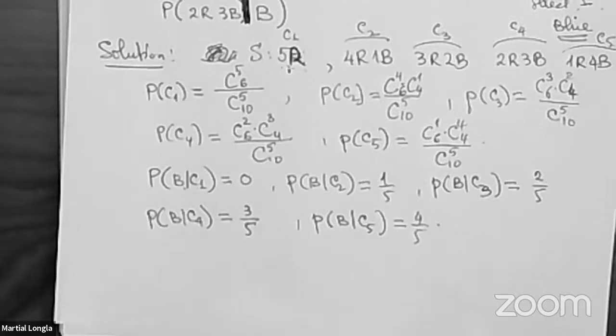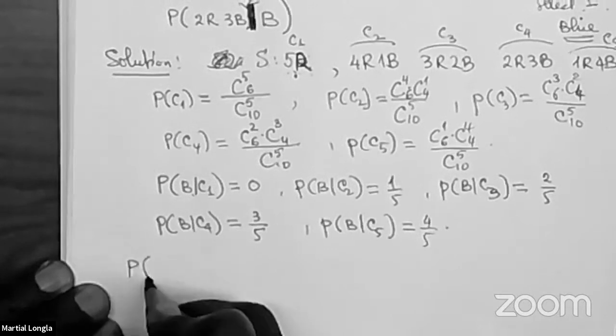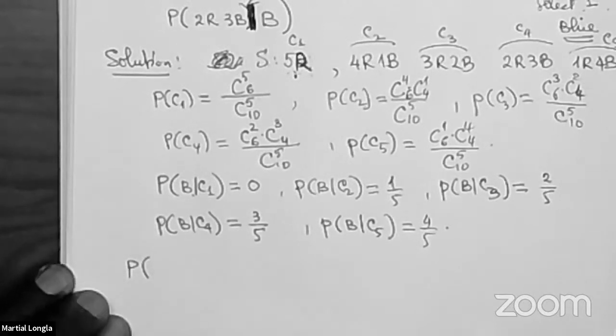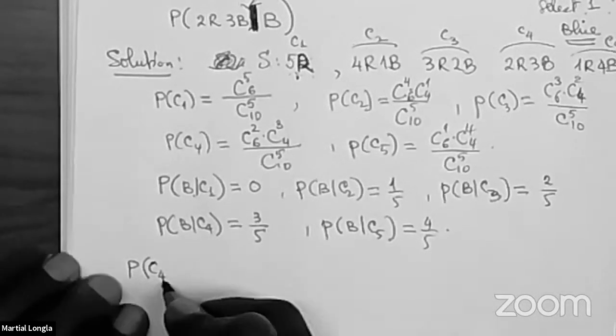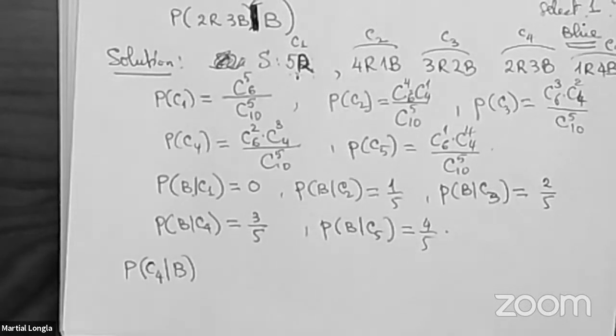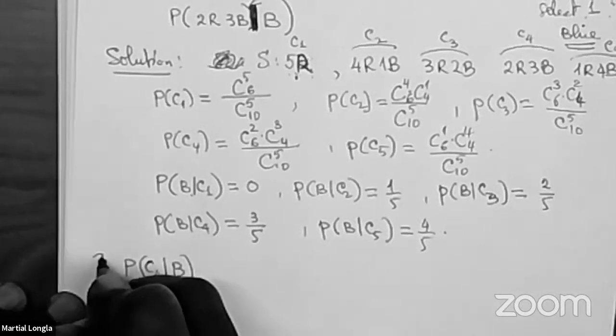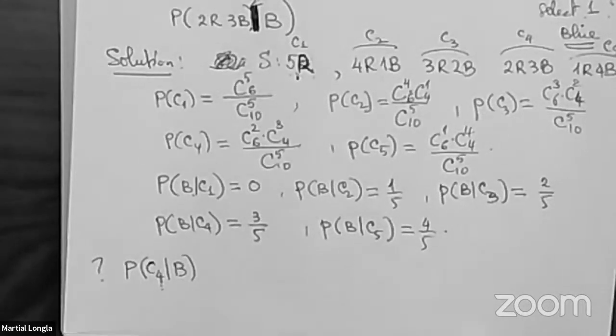What was the question again asking us? 2 reds and 3 blues. That's probability of C4 given B, right? So you need to be able to use the language to write down the answer. So this is what we need. That's the question. What's the probability of C4 given that we got the blue?